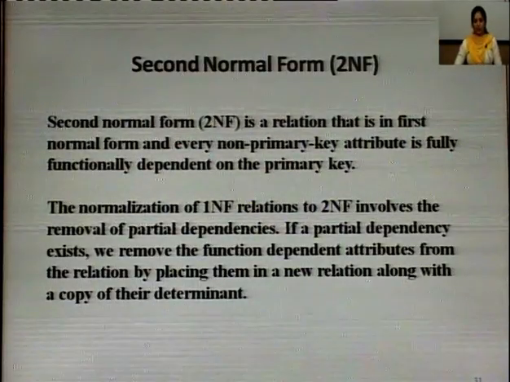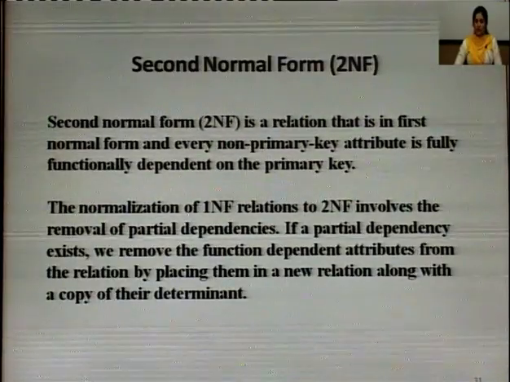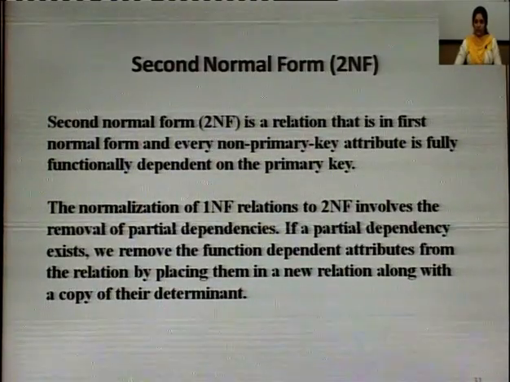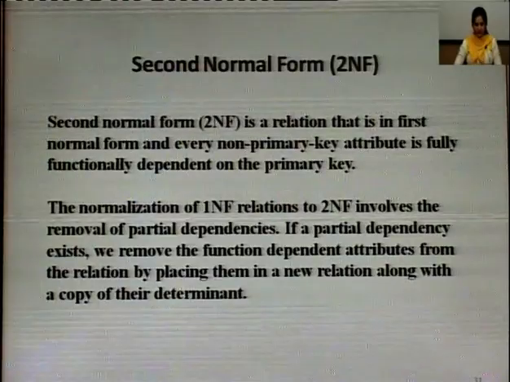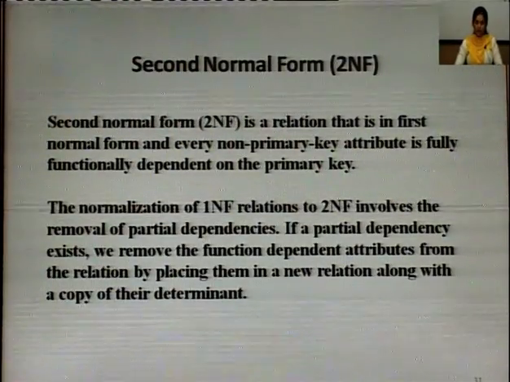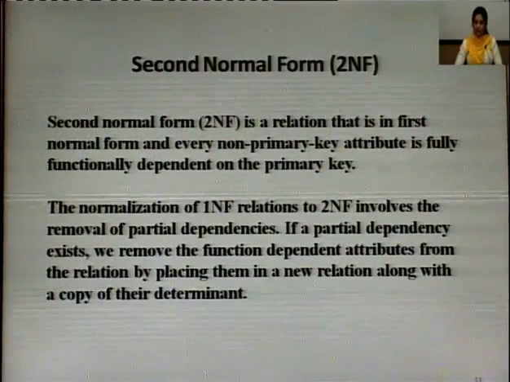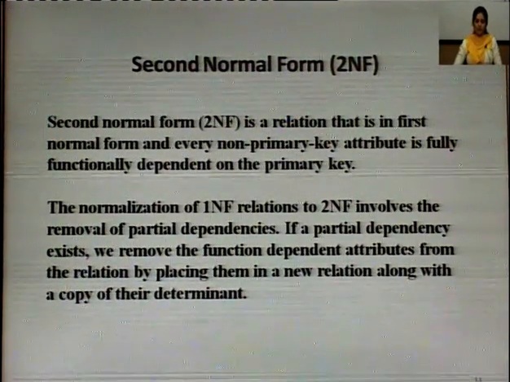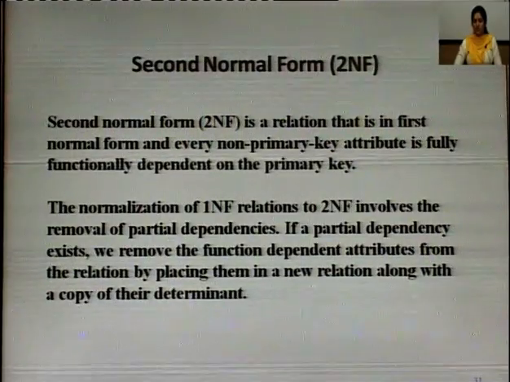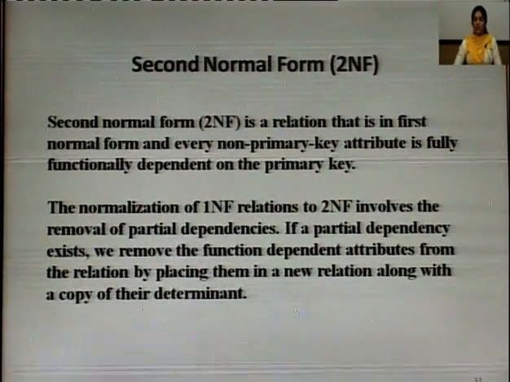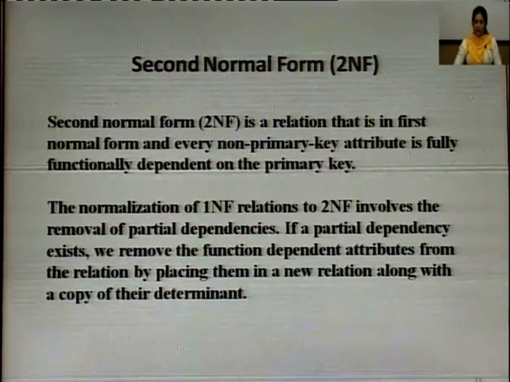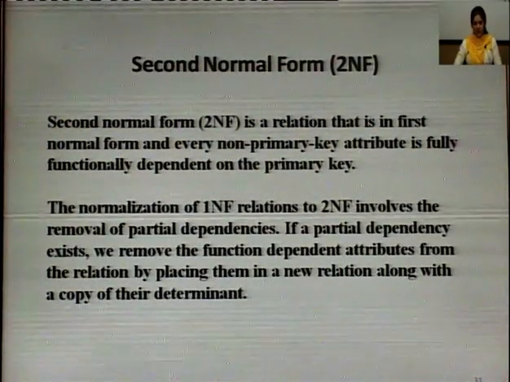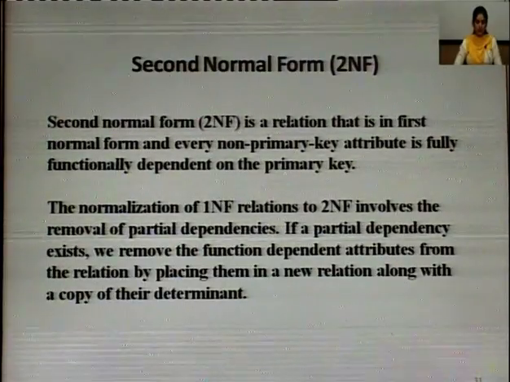Next is second normal form. What is second normal form? The second normal form is a relation that is in first normal form, and every non-primary key attribute is fully functionally dependent upon the primary key. For a relation to be in second normal form, it should satisfy all the rules implied by first normal form, and moreover in that table all the non-primary key attributes, all the attributes that cannot uniquely identify the information stored in your table, should be fully functionally dependent upon the primary key but not on any other attribute.